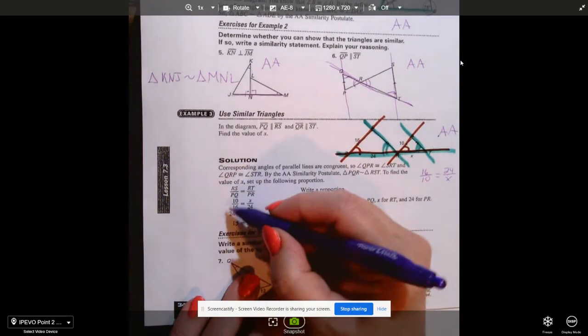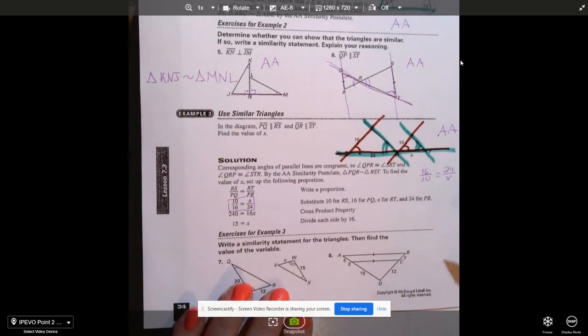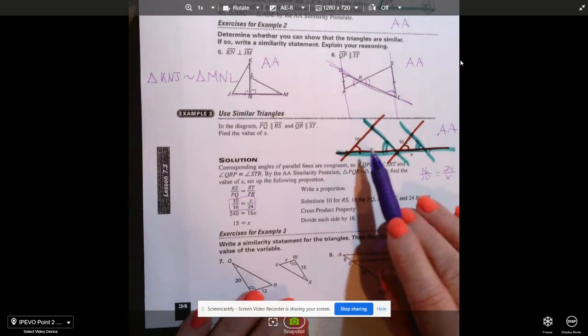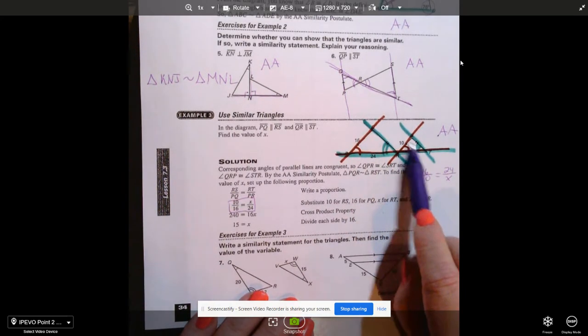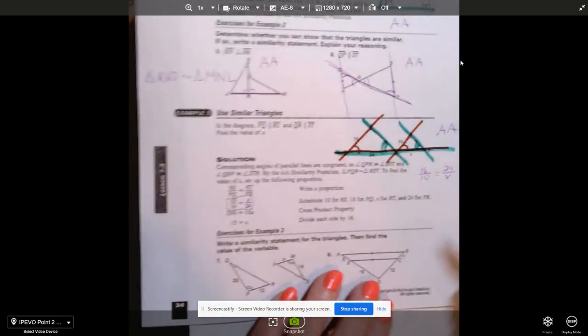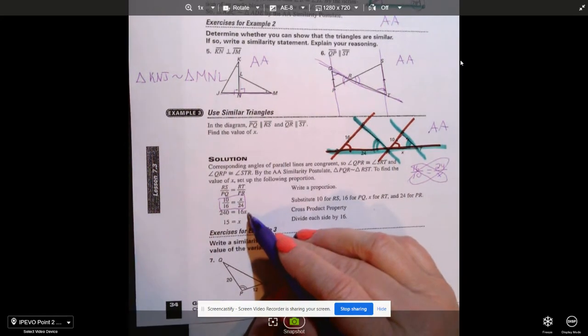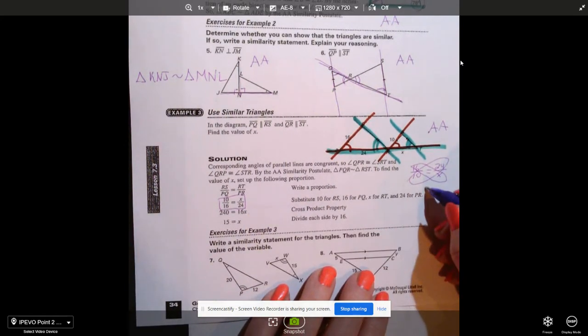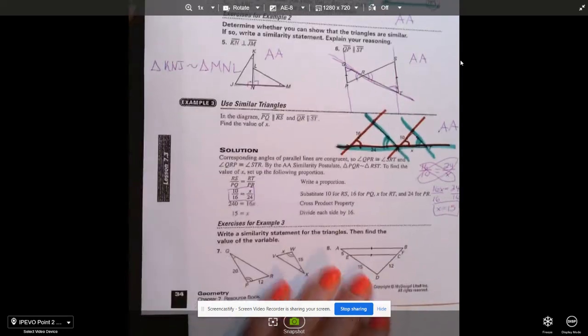Now you can see in the example, they did the same thing I did, but it's upside down. It doesn't really matter which way you do it, as long as if you start with this triangle, you go to this triangle second. They started with this triangle and went that way. Same thing. Because you can see when I cross multiply, I'm going to get the same equation they did. I'm going to say that 16x equals 240, and then you're going to divide both sides by 16, and you'll find out that x equals 15. So now you have solved for x. Okay?